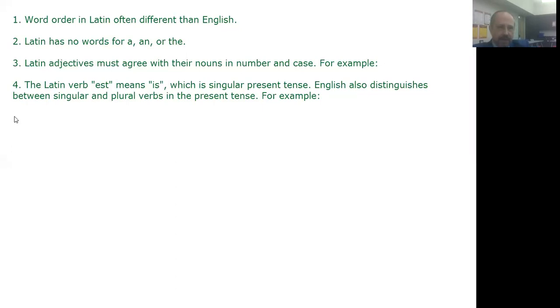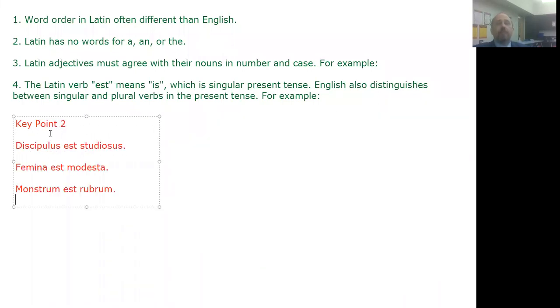Okay, so here are my examples for point 2, right? So key point 2. All right, 3 sentences. First sentence, discipulus est studiosus. Second sentence, femina est modesta. And third sentence, monstrum est rubrum. Okay. Now, in most cases, the adjectives are going to be a lot like their English counterparts. So that will help with the translations.